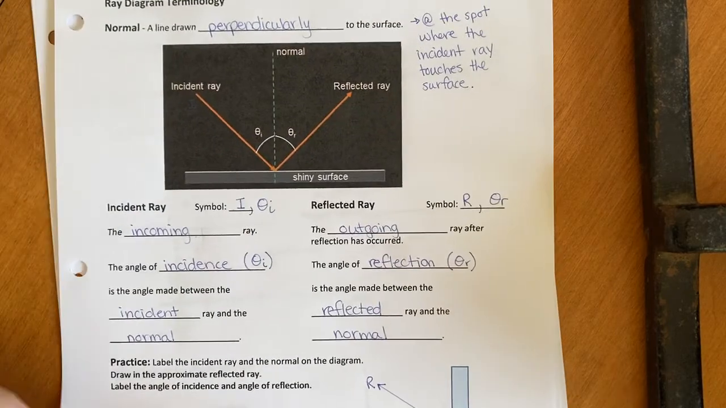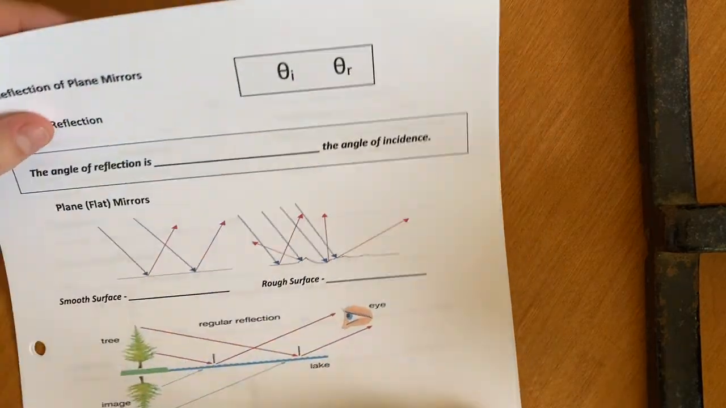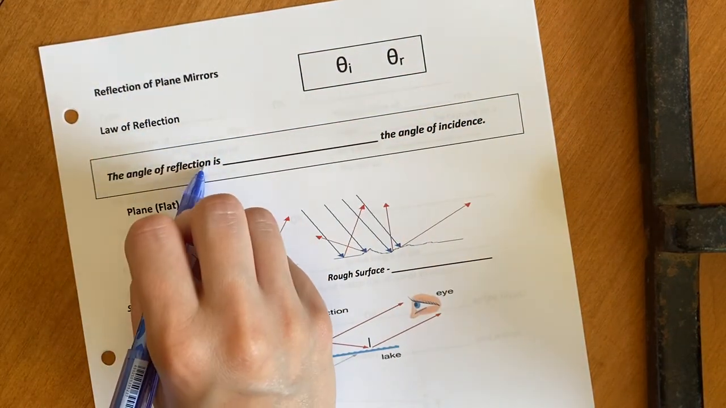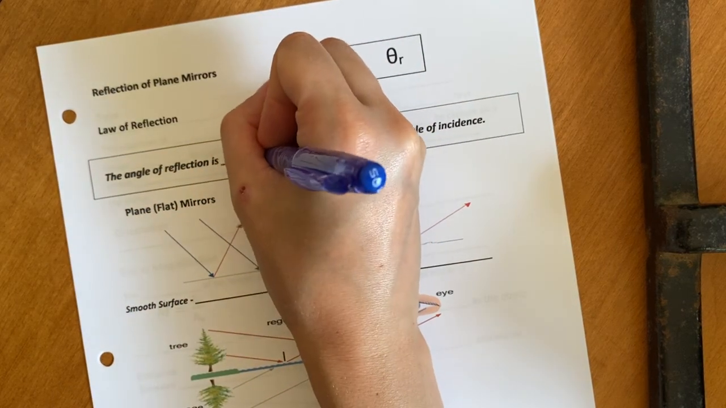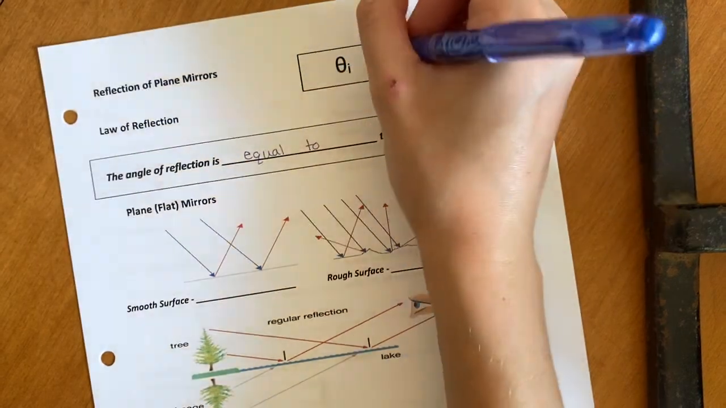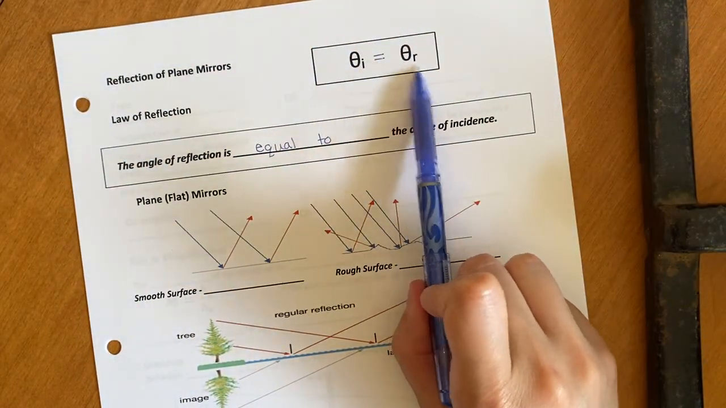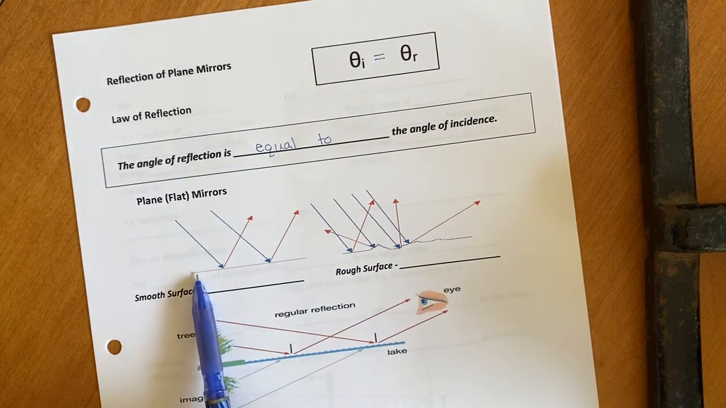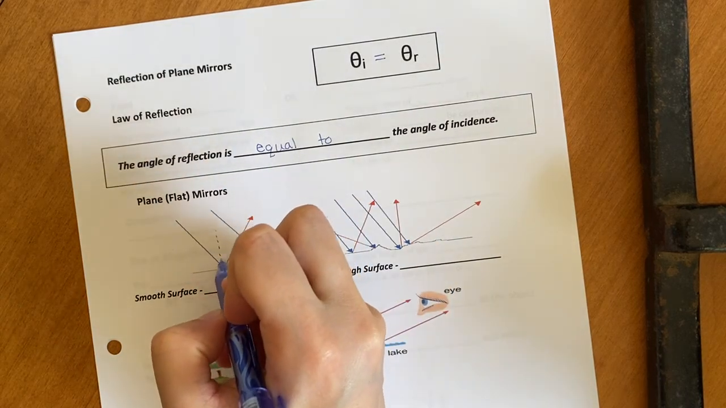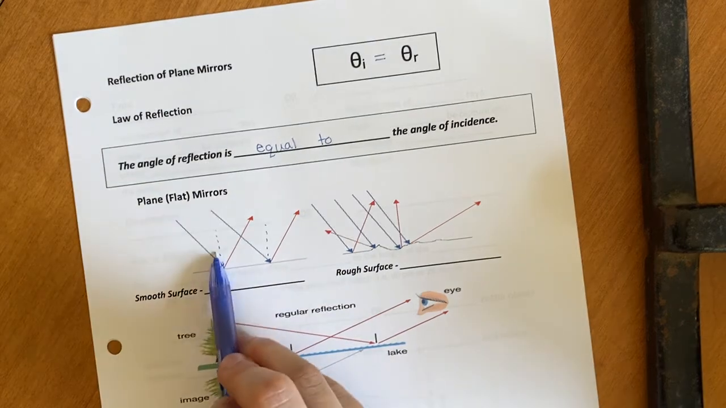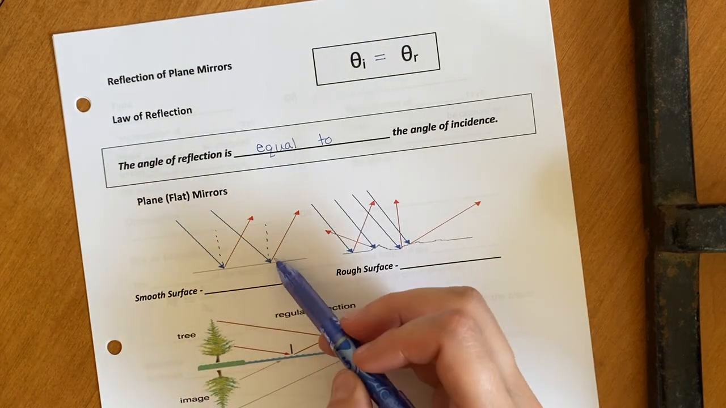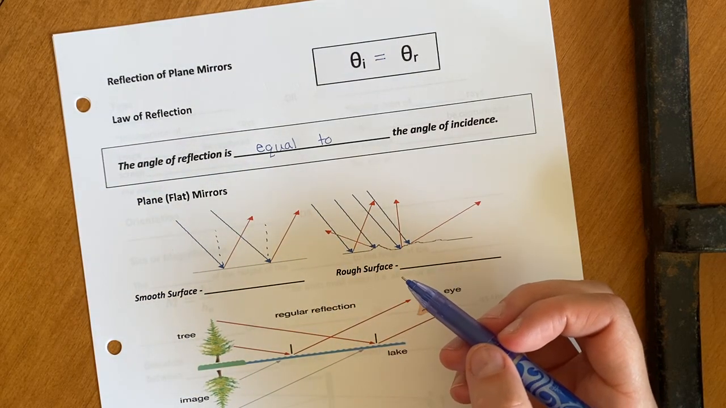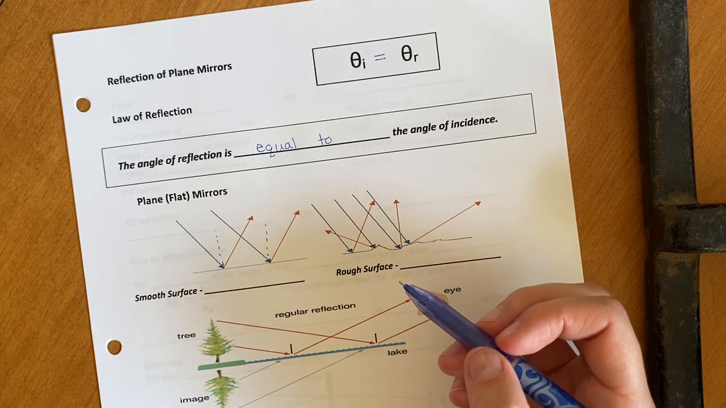So our rules with mirrors. This is called the law of reflection. The angle of reflection is equal to the angle of incidence. So your theta i should always be equal to theta r. What that means is if you have a flat surface, all of your normal lines are going to line up with each other. Your angle of incidence and your angle of reflection are equal, and all of the rays of light that are bouncing off a surface are going in the same direction. So you're going to get a nice clear picture, like if you were to look in a mirror.